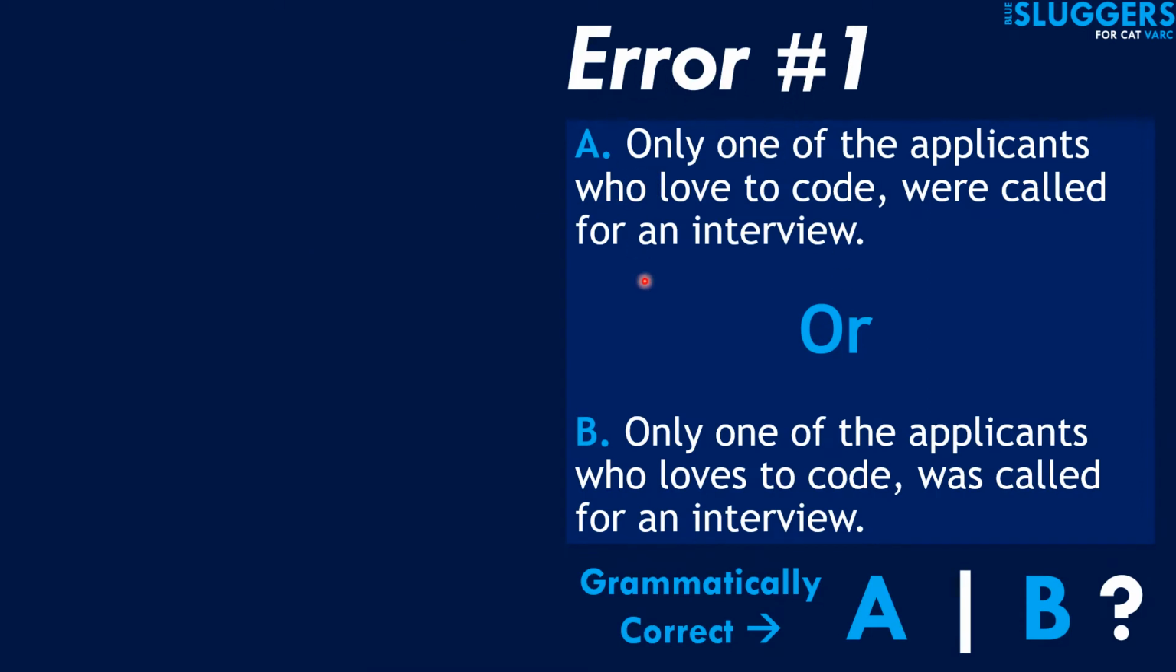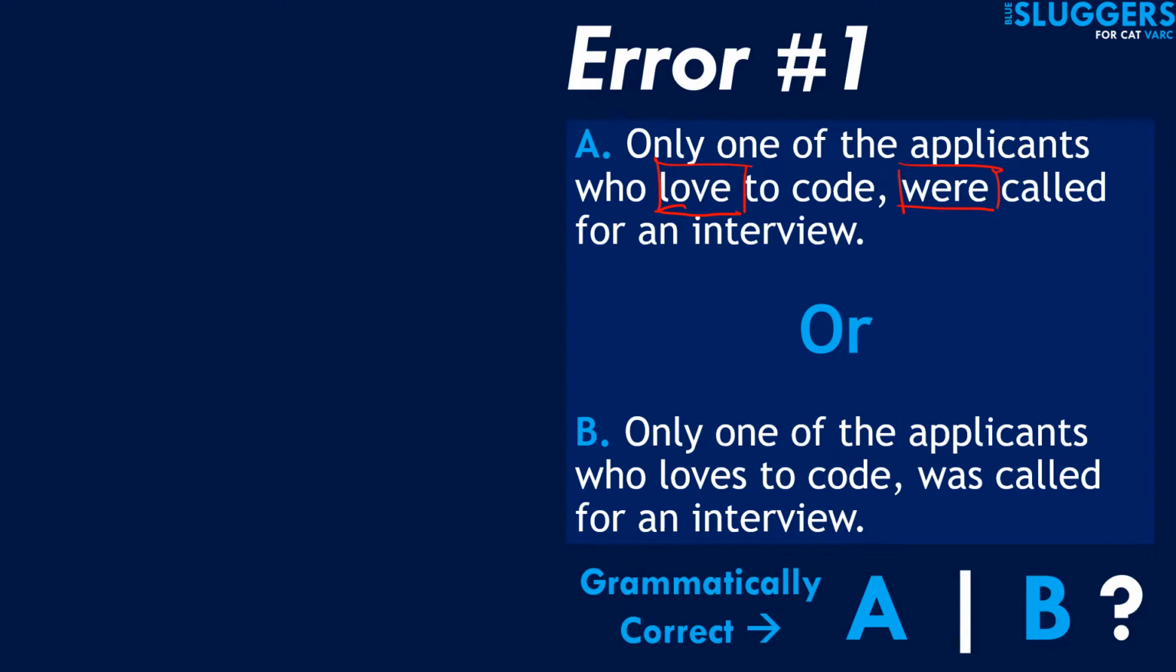See, let's read each of these sentences one by one. The first one says, only one of the applicants who love to code were called for an interview, and the second one says, only one of the applicants who loves to code was called for an interview. So you can clearly see that the difference in these two sentences is mainly in terms of these two verbs here. The first one is love, the second is the auxiliary verb.